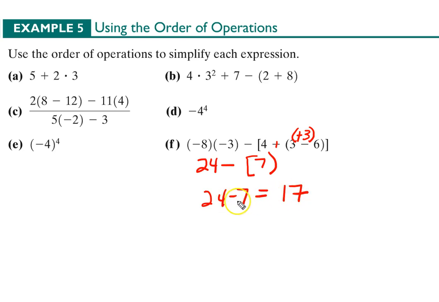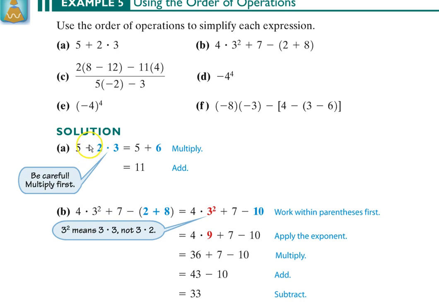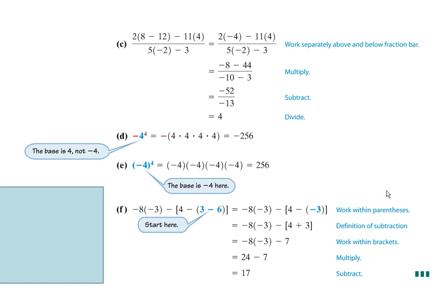And I'll just check that I'm doing it mentally. Yes. Okay. Let's see how we did. So in some detail, A is 11. We got that. B, again in some detail, 33. C, we said ended up as a positive 4. D as a negative 256. Notice they're showing us that the negative is not raised to the 4th power.